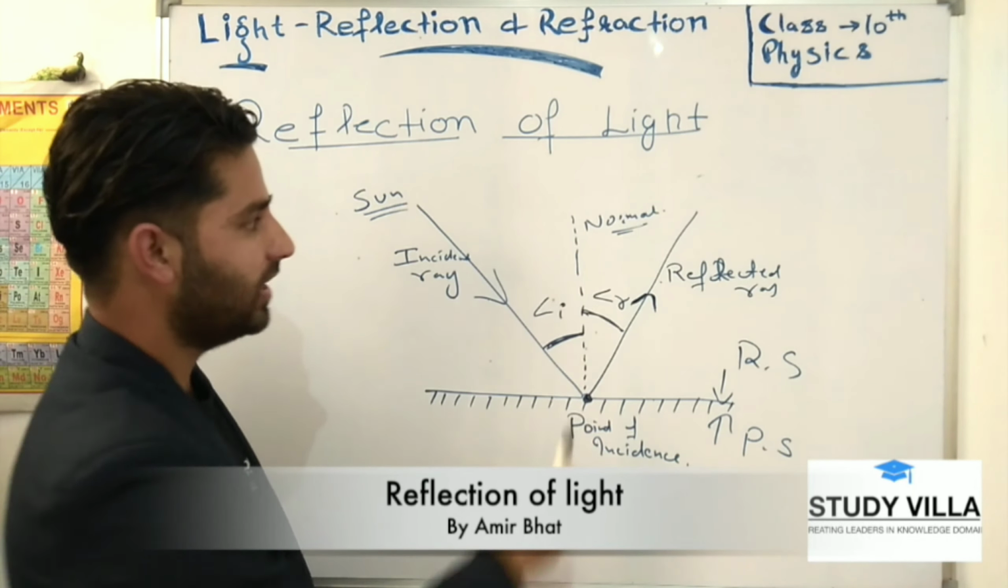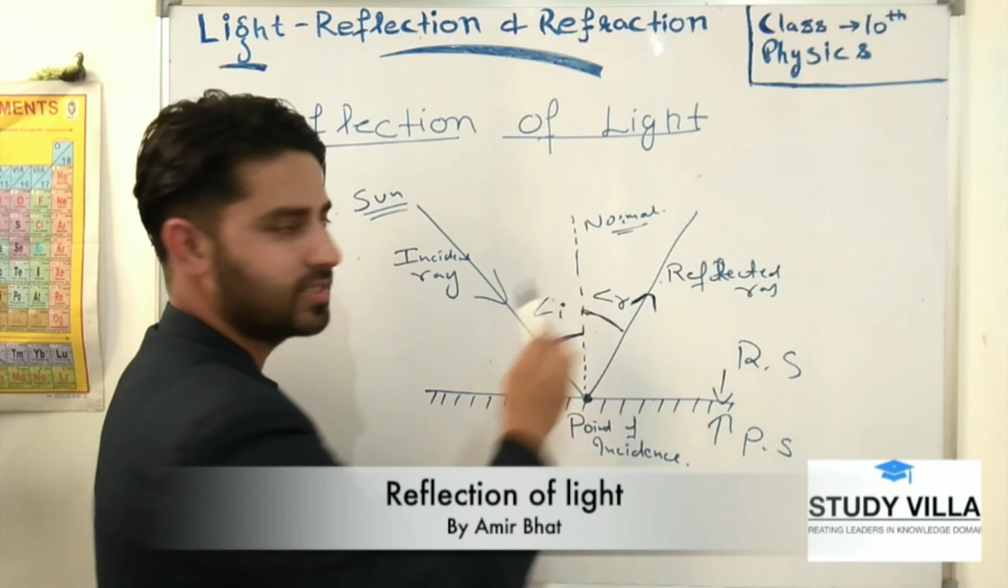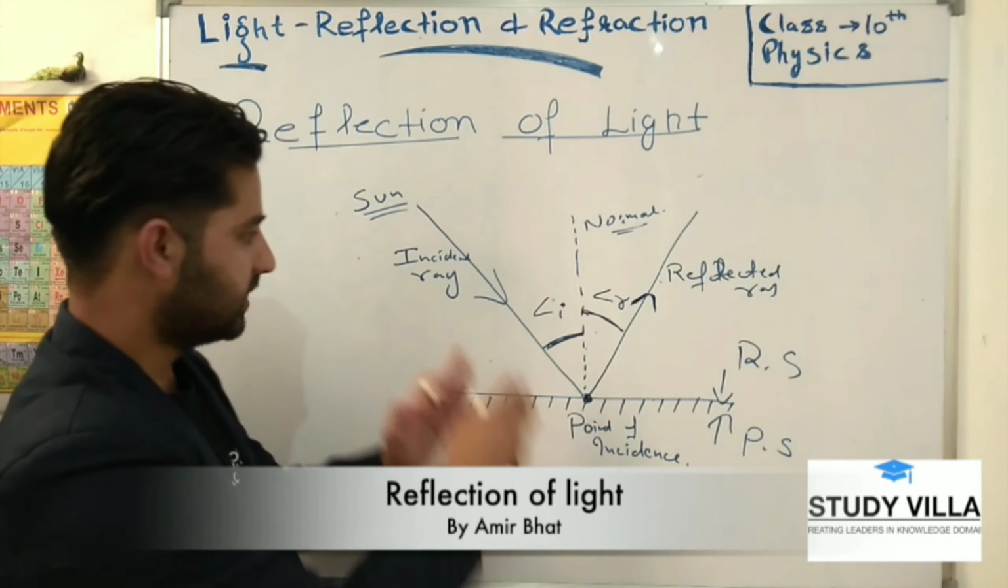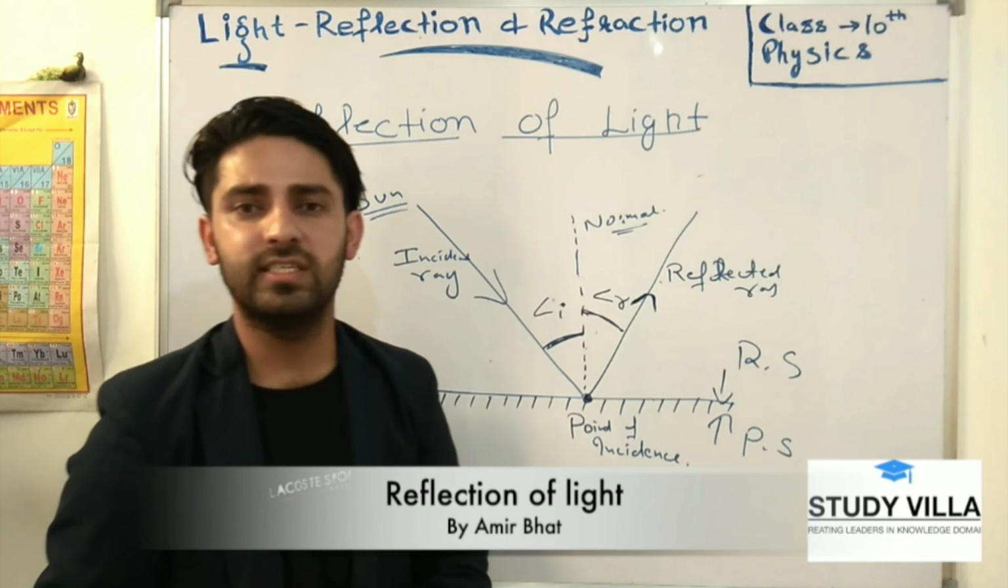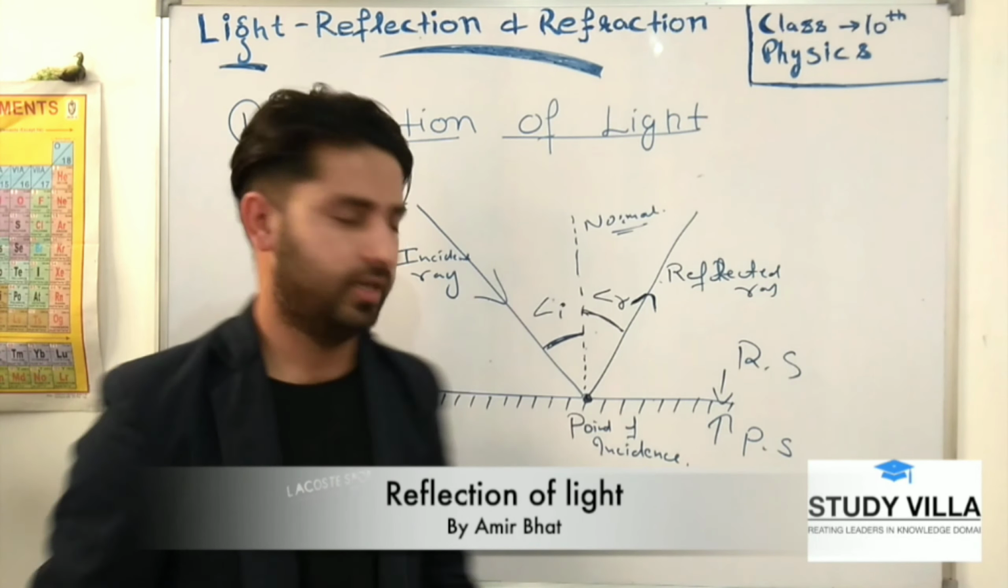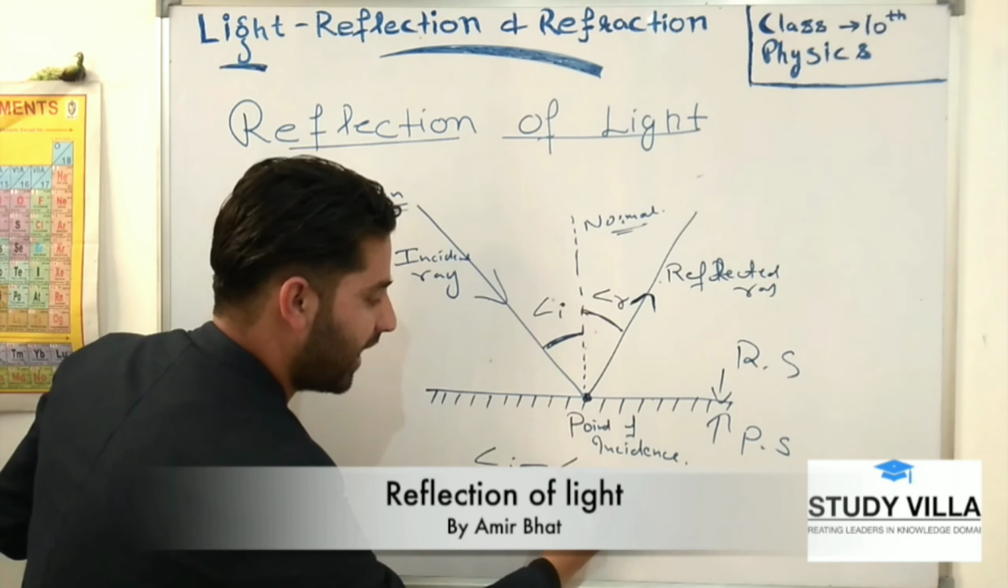What do you mean by angle of reflection? Angle between reflected ray and normal is known as angle of reflection. So first law states incident ray, reflected ray, normal are on the same plane. Second law states angle of incidence is always equal to angle of reflection. That is angle i is always equal to angle r.